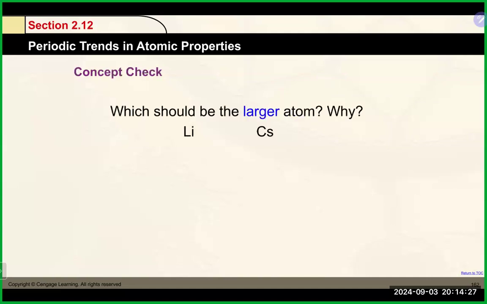Which one should be the larger atom, lithium or cesium? It is going to be cesium. Again, effective nuclear charge increases as you go up. Lithium, with its 3 electrons, is going to have a much stronger pull on those 3 electrons than cesium, which has a lot more than 3 electrons. So cesium will be a larger atom.